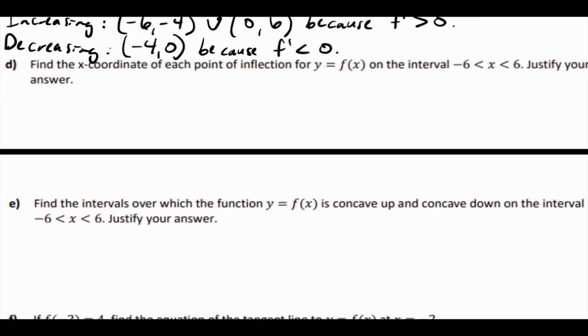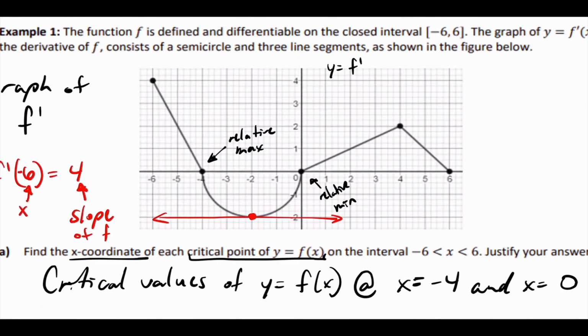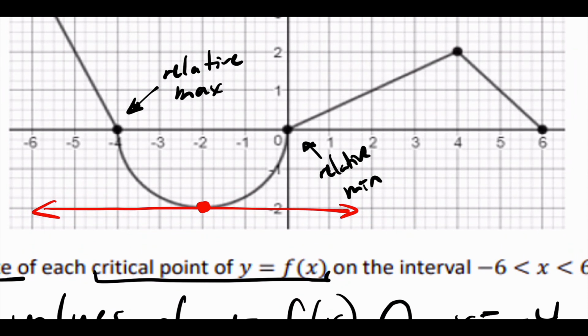So let's write that down. F double prime changes signs. Yeah, let's just say changes signs. We don't care about next question. We will care which one it changes from. But this one, let's just say changes signs. Okay, so go tell me where on that graph f double prime changes signs. We already said -2. Where else does it change signs?